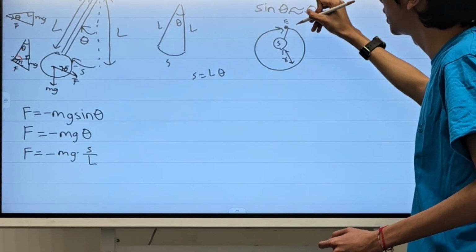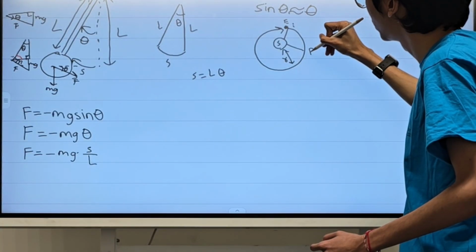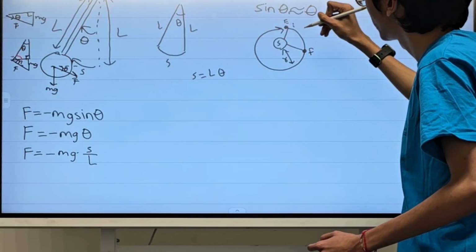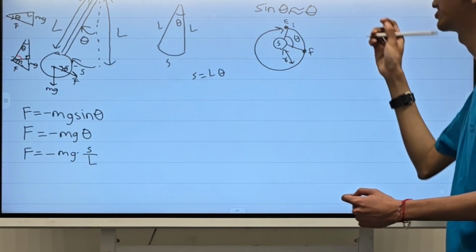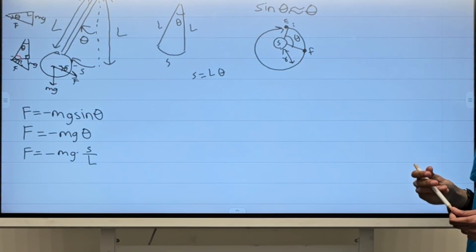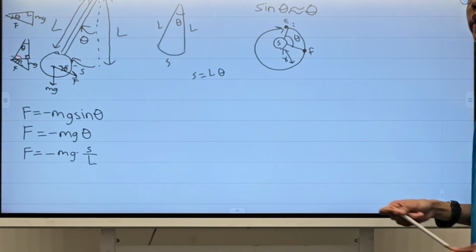So if this is the initial position, and let's say this is the final position of the Earth, then this angle here is all that matters. We're only caring about the angle, aka angular speed. We only care about the angular speed of how much it rotates.